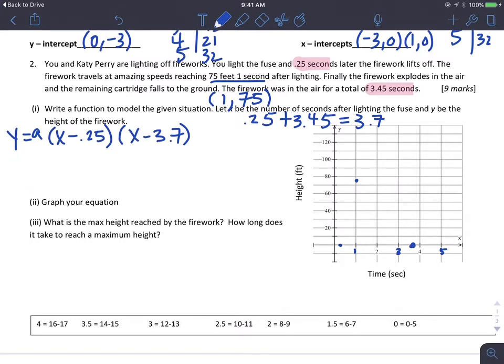So this is where the point they gave us in the word problem comes in handy. Because we know the value of the equation after 1 second, we can plug those numbers in to work backwards and find the slope. So y equals 75. A is still A. And x is 1.